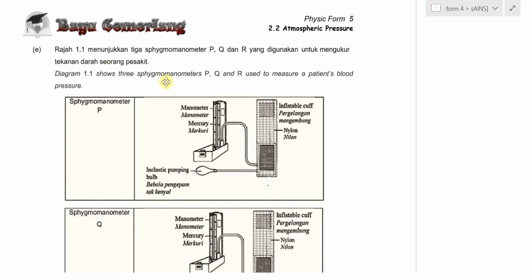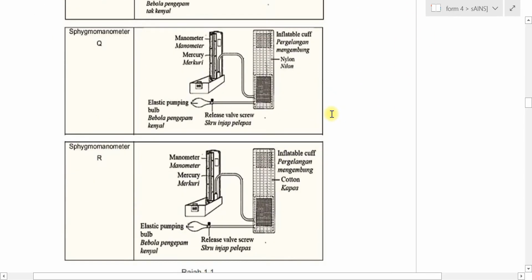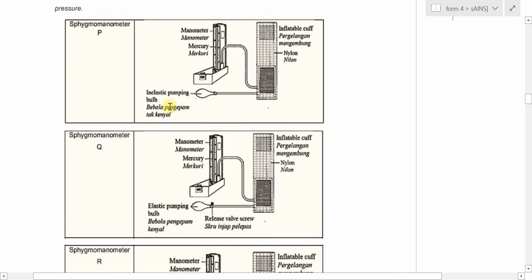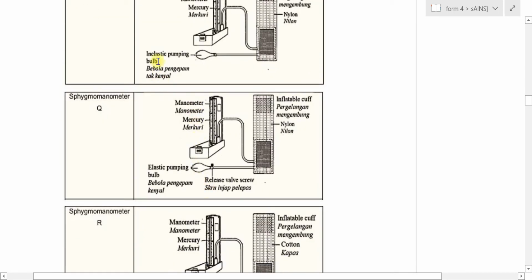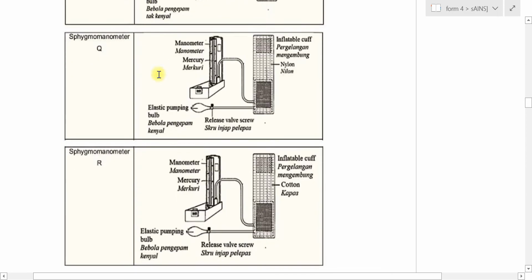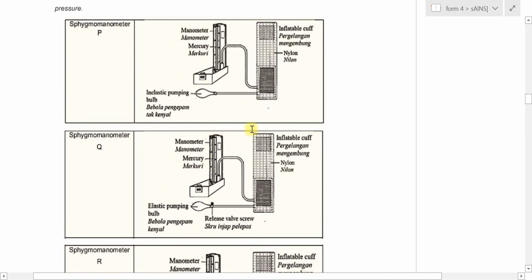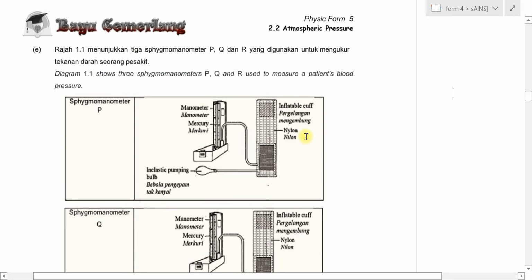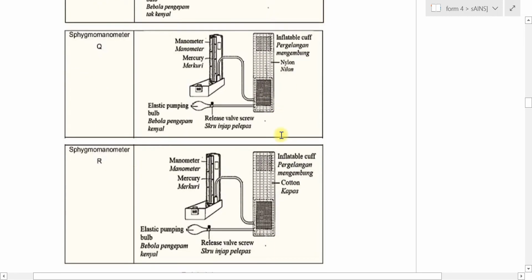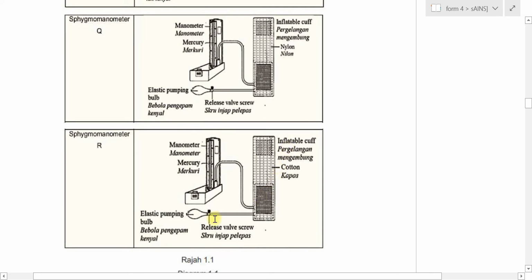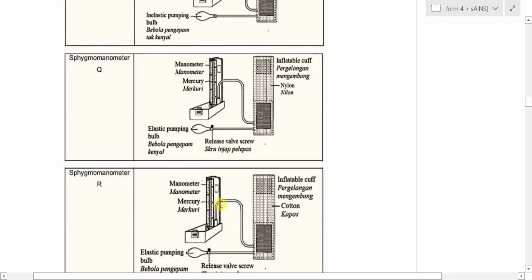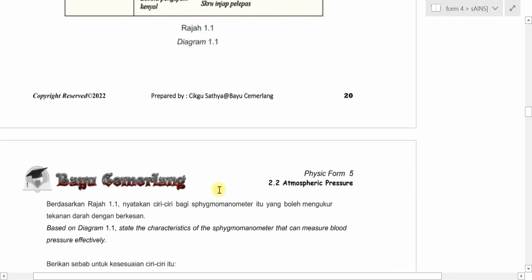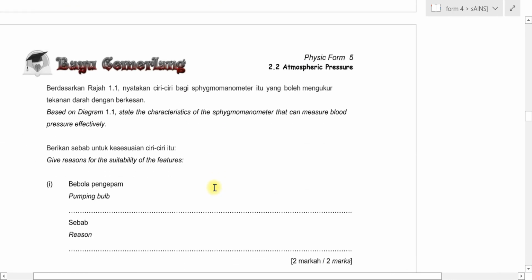Okay, they show three sphygmomanometers P, Q, R used to measure the patient's blood pressure. They give the specification here. First one is the pumping bulb, elastic and inelastic, and then the inflatable cuff. All of them have an inflatable cuff, but the material is different: nylon and cotton. And then we have a release valve at both diagrams Q and R, but P doesn't have. From this, can we make the best decision or not?